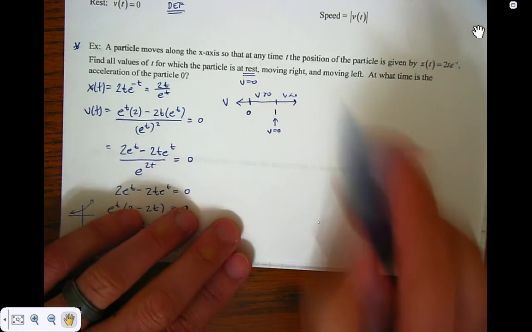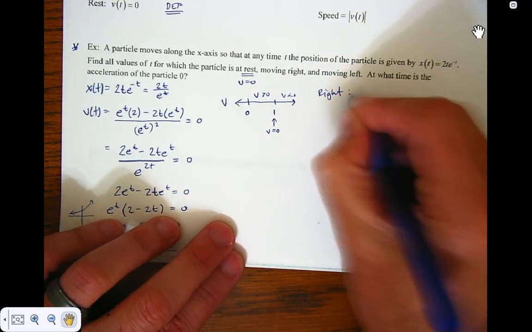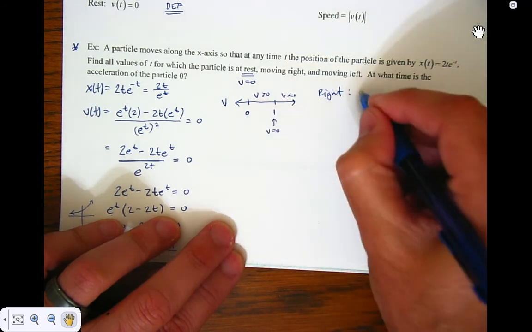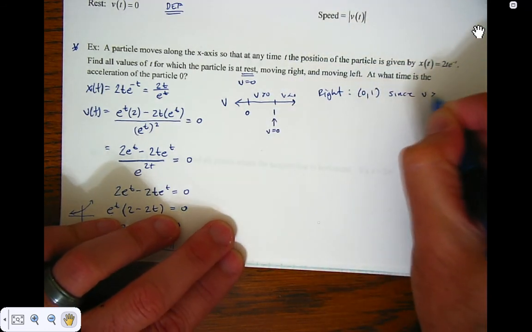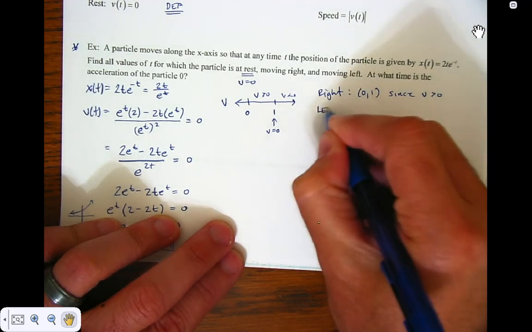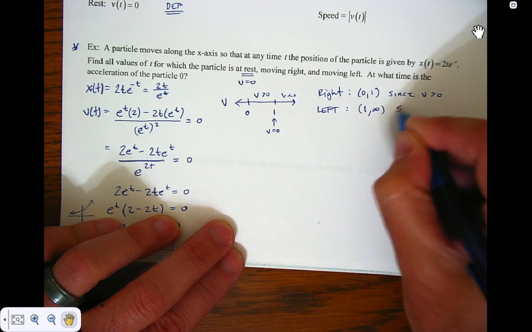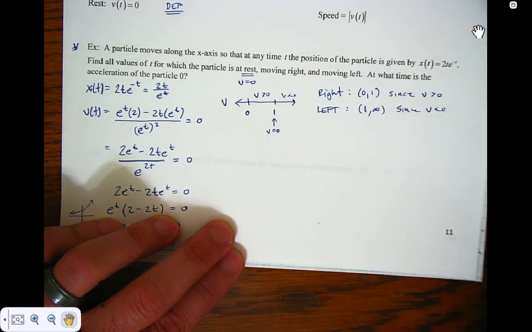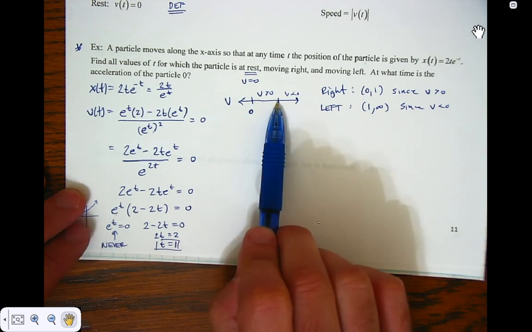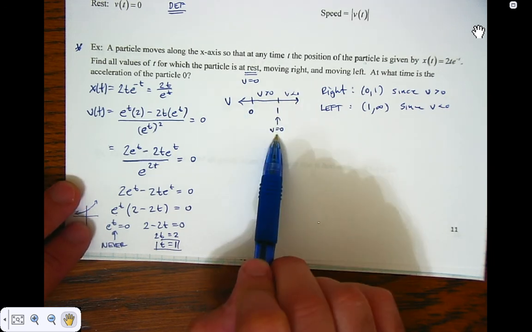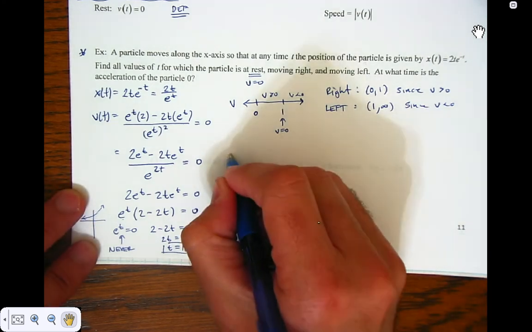And so you can now say this thing is moving right on the interval from 0 to 1, open interval. How come? Since velocity is positive. Where is it moving left? It's moving left from 1 forever, since velocity is negative. Okay, so the clock starts, this thing moves to the right for 1 second, it then stops, and now it's moving left forever.